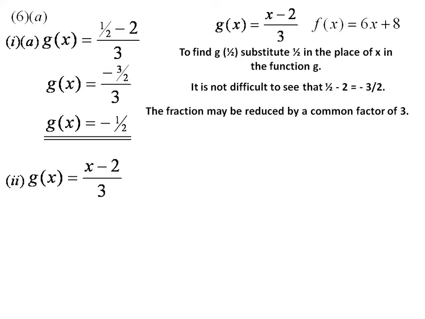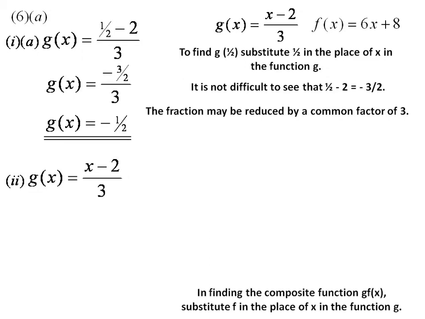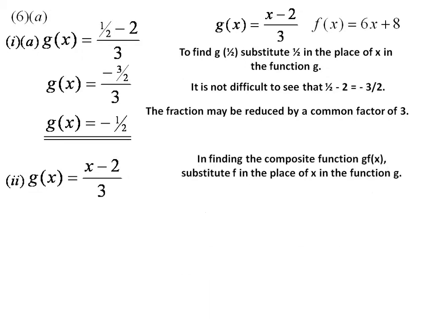g of x is equal to (x minus 2) over 3. In finding the composite function g of f of x, substitute f in the place of x in the function g. We are finding g of f of x. So g is operating on f. So g of x is (x minus 2) over 3. g of f is (f minus 2) over 3.